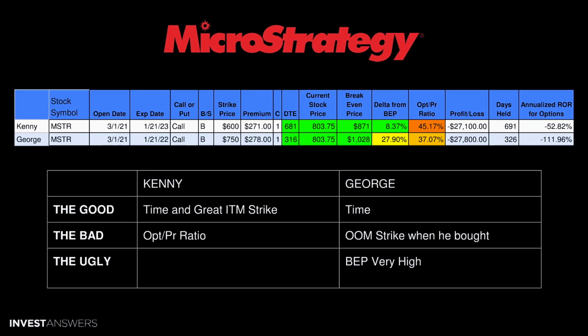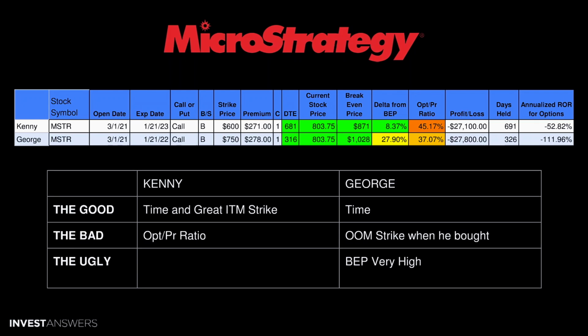The bad for Kenny is the option to price of the stock ratio of 45%. So this is not good. So I think the premium was too high. When he probably got in around 540, 560, he paid way too much premium because the stock was so volatile. Now you would have been better off in that case just to buy the stock on margin, safer, better, longer term returns. But anyway, it'll still work.